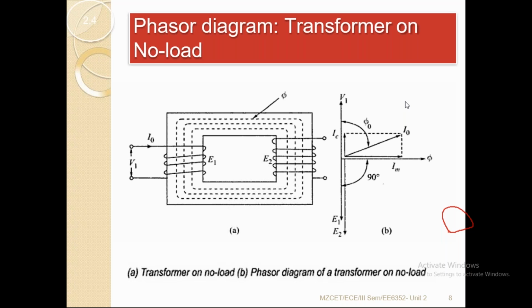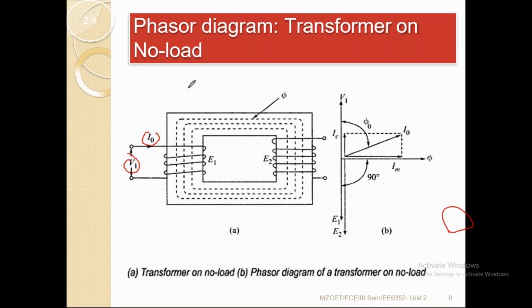Before that, what is meant by a phasor diagram? A phasor diagram shows the phase angle between voltage and current. If you consider the primary winding, we have the input, that is the primary voltage and the primary current, which we can call the no load current. Now how should the no load current and voltage look, and what is the angle between these two? That is given by the phasor diagram.